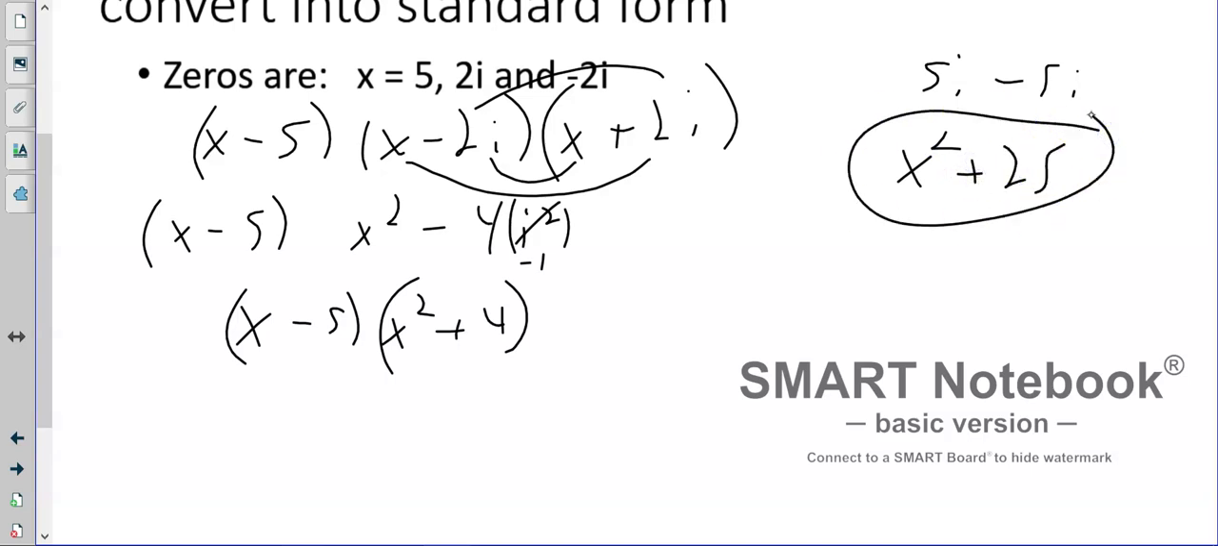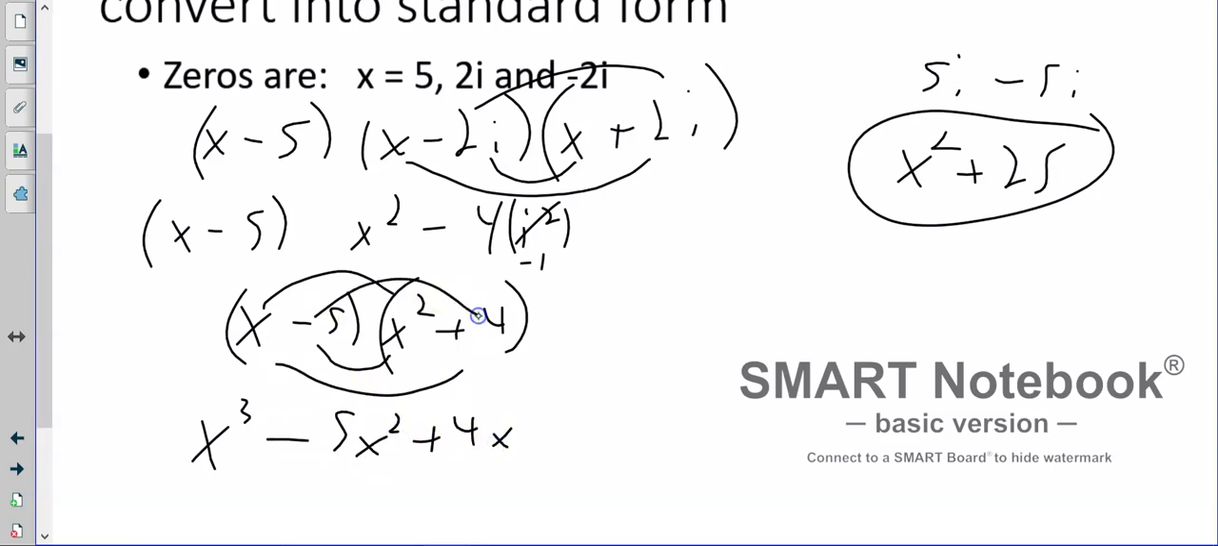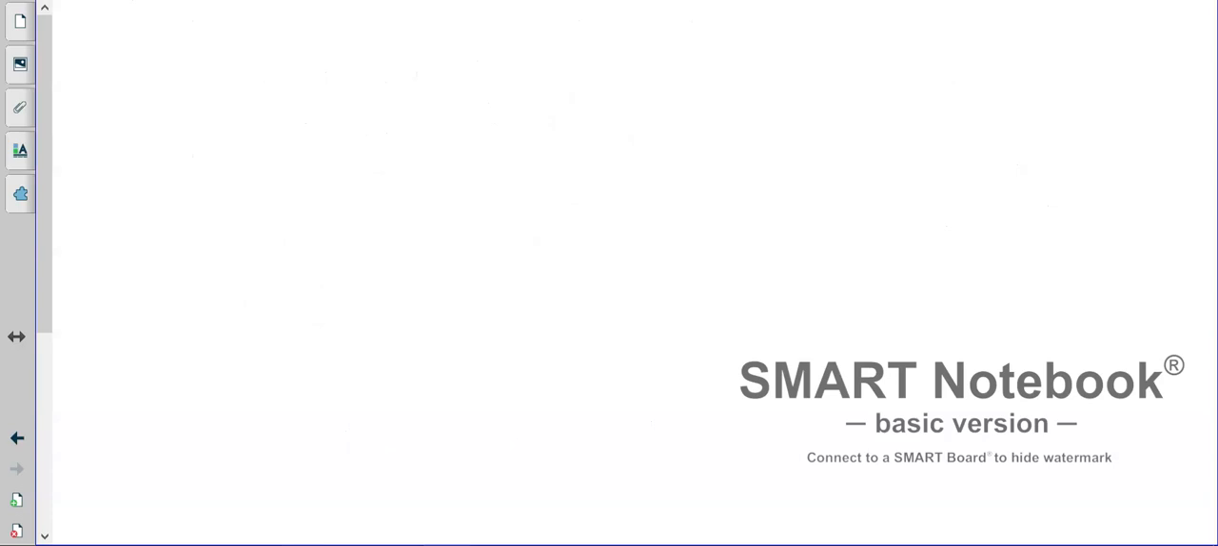Okay? All right, now we're just going to multiply and finish this. So first times first, x cubed. Minus 5x squared plus 4x minus 20. And I did that in order so that I'm already done. That's it. And we're done.